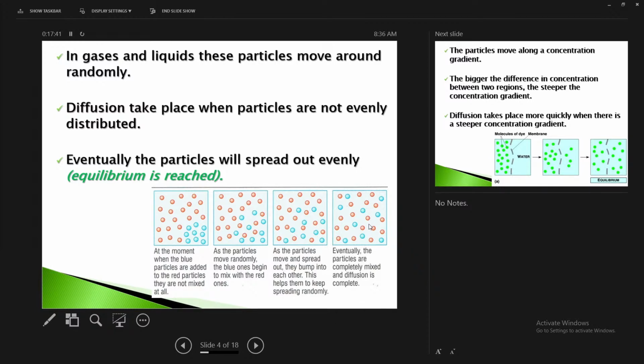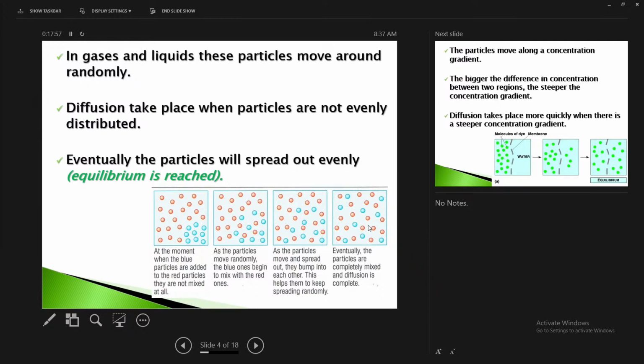So when you look at the fourth box, you will realize that it basically looks uniform. It actually looks equally spread out in terms of the particles. So this is when diffusion normally stops.